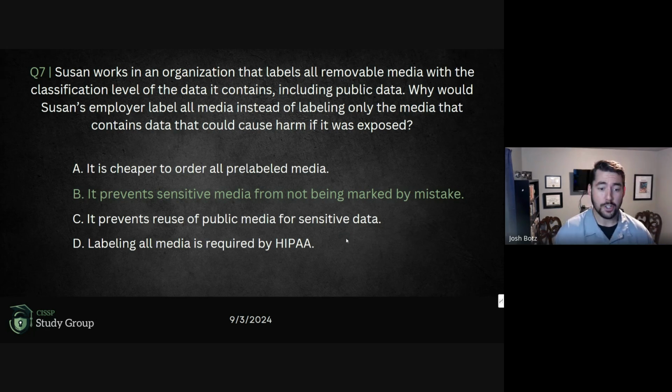And then, labeling all media is required by HIPAA. I looked it up. It's actually not true. I wasn't sure if that was true or not. But taking a step back, if the organization weren't in HIPAA, this wouldn't be applicable. So we actually don't know that for sure, because I don't think it says she was in a healthcare organization. So kind of a trick answer, because whether this is true or not, HIPAA is kind of the key word in this. It's given us a little bit of distracting information.